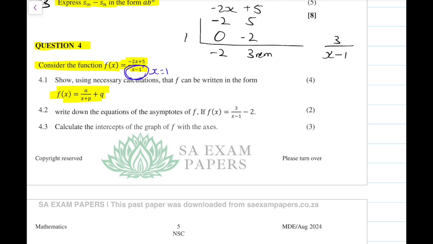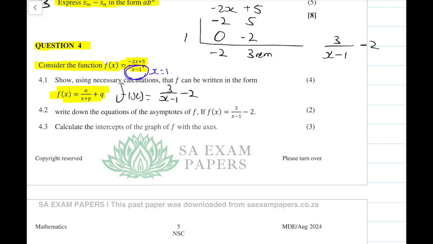This value goes on that side. So this is going to be minus 2. So that's what your actual equation of f of x is going to be. It's 3 over x minus 1 minus 2. That's it.